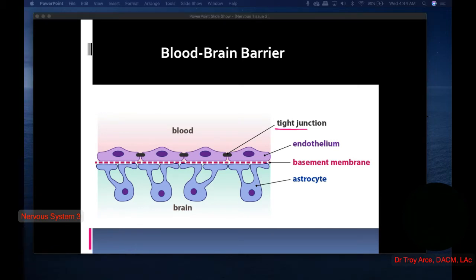So here's a picture of what the blood-brain barrier looks like. We have what's called tight junctions, right? These tight junctions actually prevent anything from entering or exiting there from the blood into the brain. So these are tightly wrapped. Then we have our endothelium and our basement membrane, and then our astrocytes that we talked about on the previous slides line up on the other side of the basement membrane. We have our astrocytes. Again, the astrocytes are within the central nervous system.